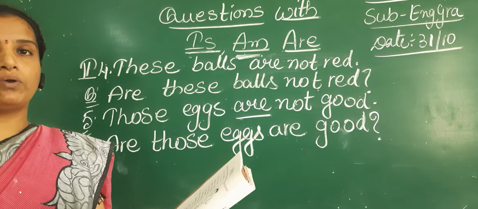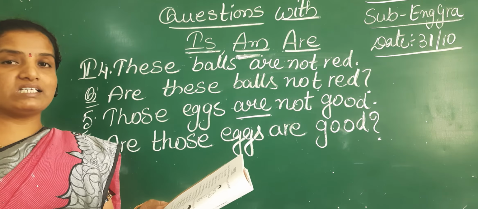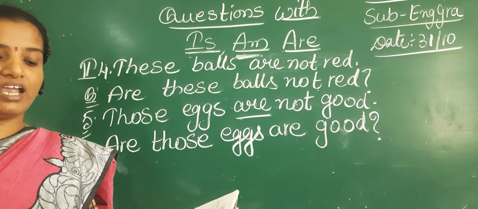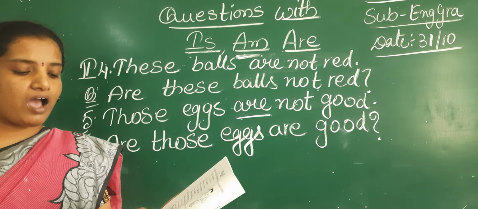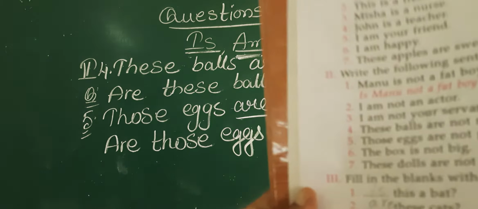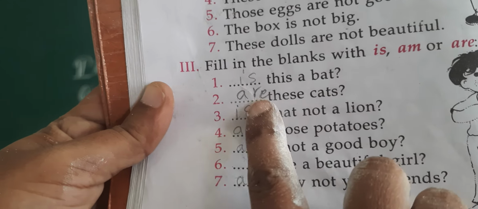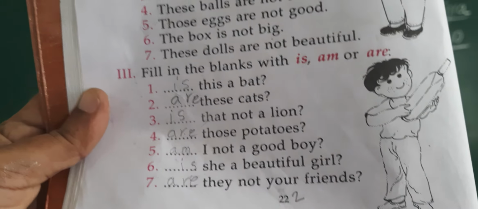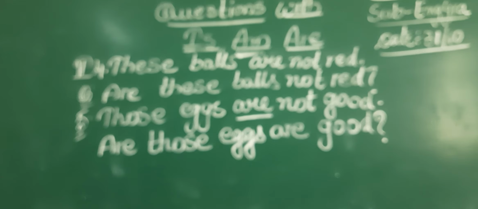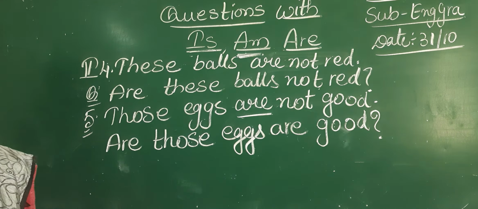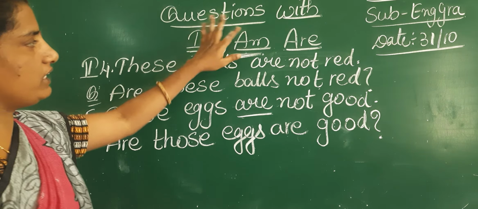Dash she a beautiful girl? Is she a beautiful girl? Dash they not your friends? Are they not your friends? This is the third Roman, children. Okay, for the singular we use is, for the plural we use are. So in this way, children, we have completed the chapter questions with is, am, are.